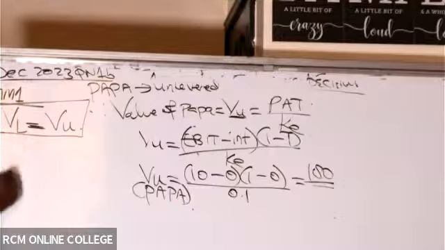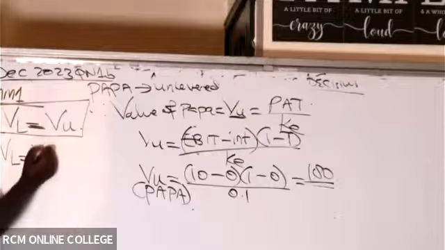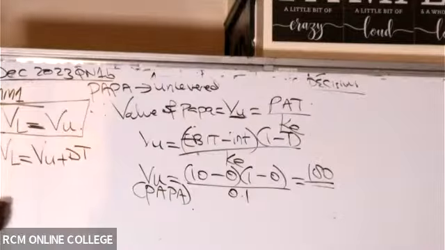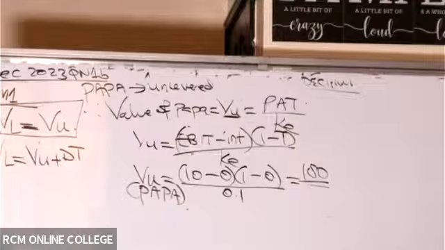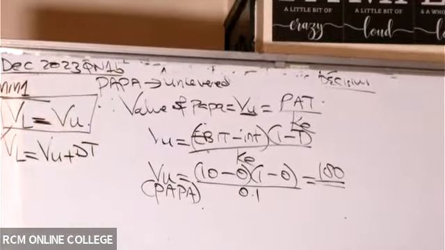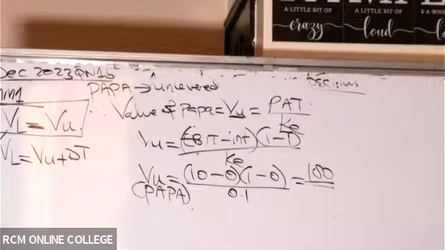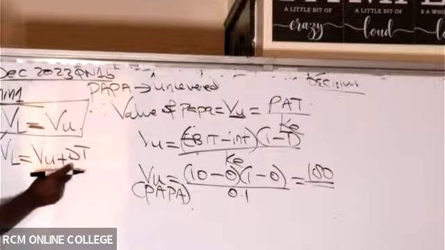Alternatively, you can just use the general MM formula. We know that the value of a levered firm, the general one, is the value of unlevered plus D times T. If you can remember, this is method number 2, and I like it because it is applicable throughout. Value of a levered firm equals value of unlevered plus DT.